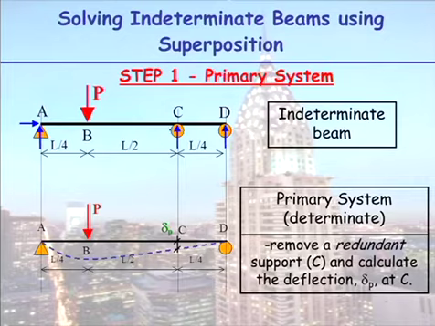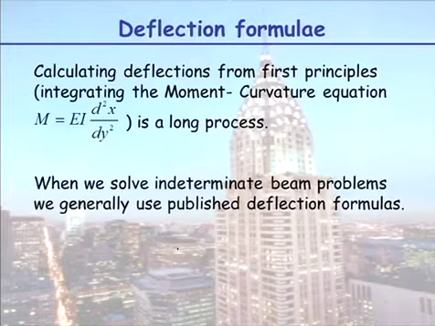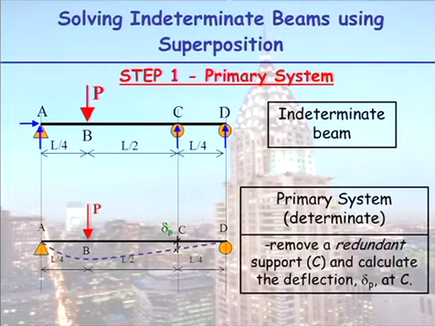So here I've said let's take away support C. Taking away support C, it's just a simply supported beam. Easy peasy. And you can all calculate the deflection here, because you've all just learned how to calculate deflections. So where is that getting us?